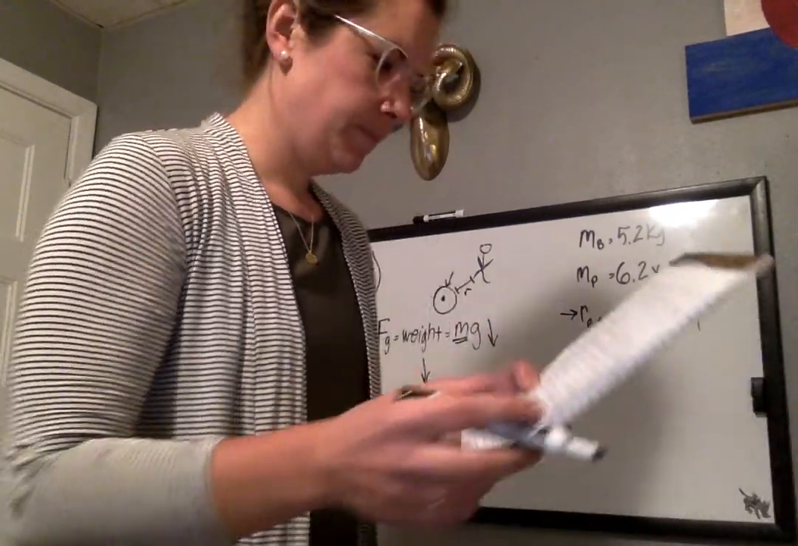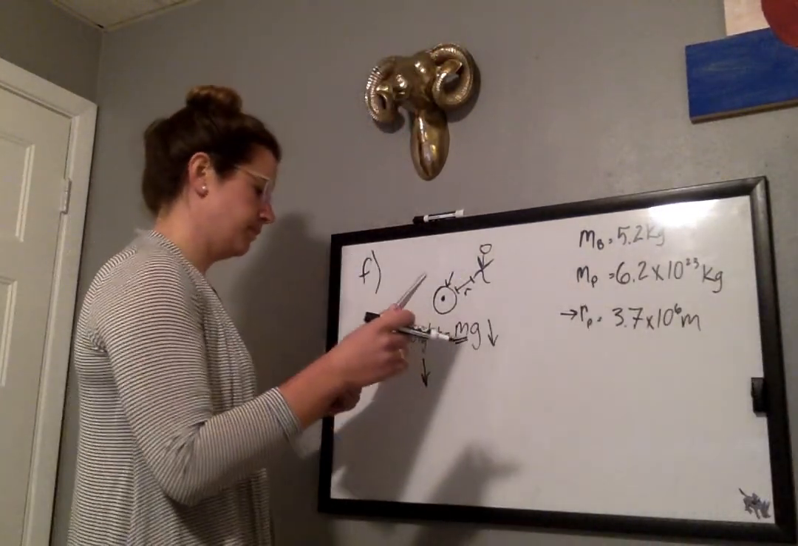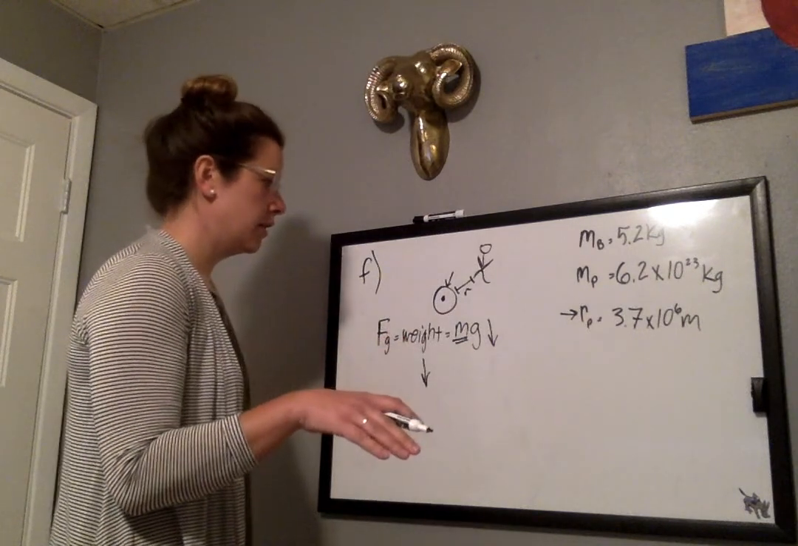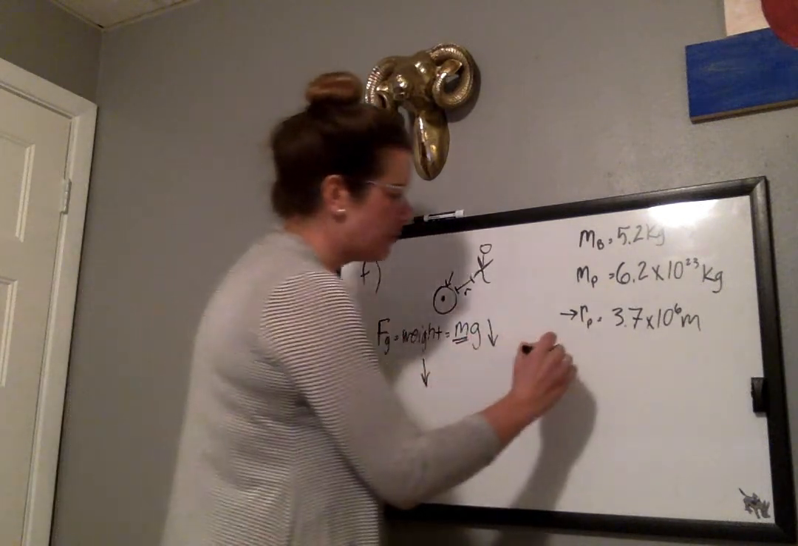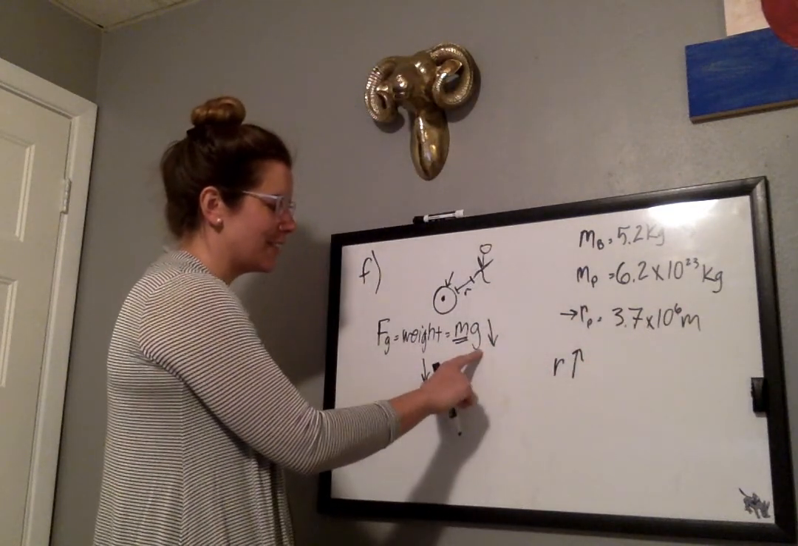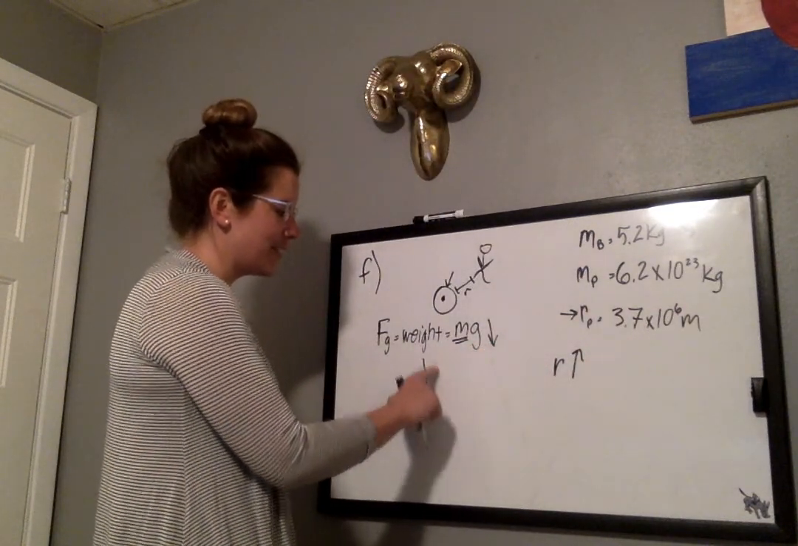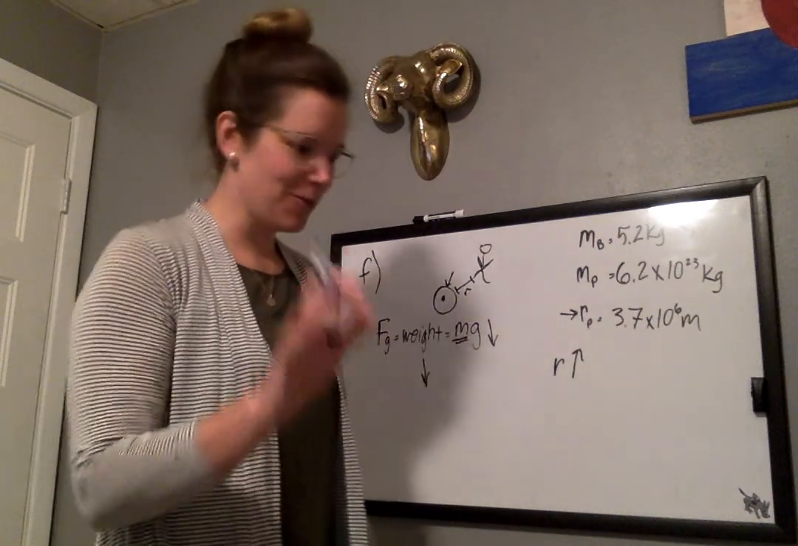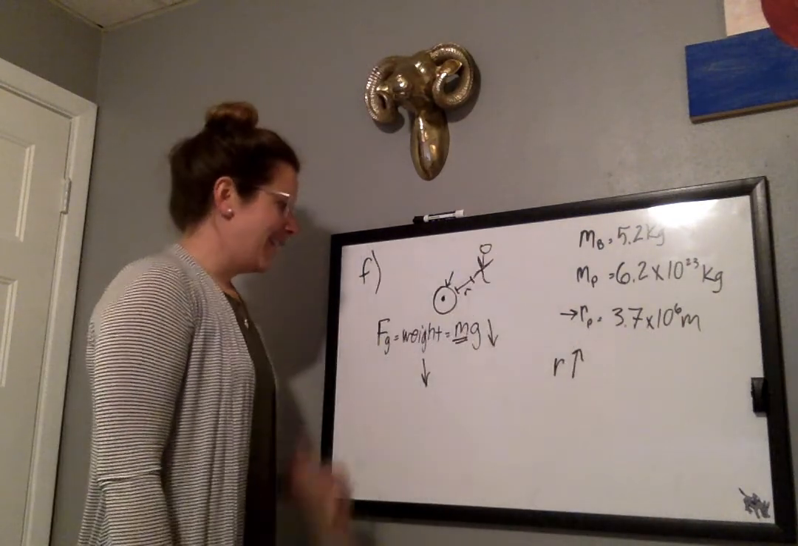Cool. That was incorrect. I meant to say radius increases. So if your radius increases, g, the gravitational field, decreases, and your weight also decreases. Totally sorry about that. Cool.